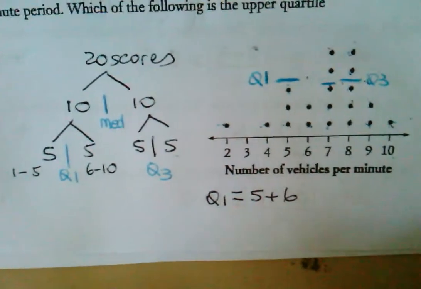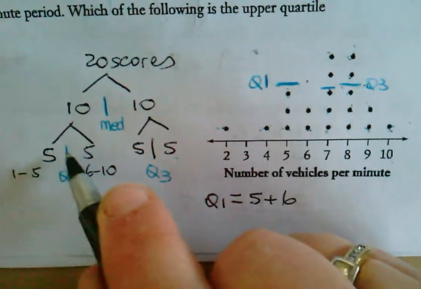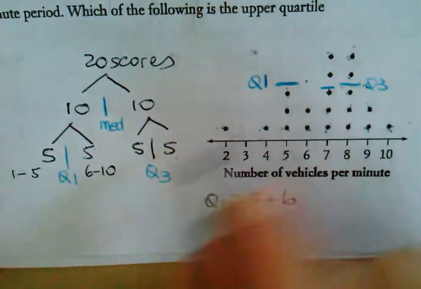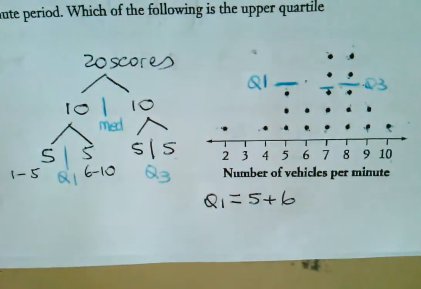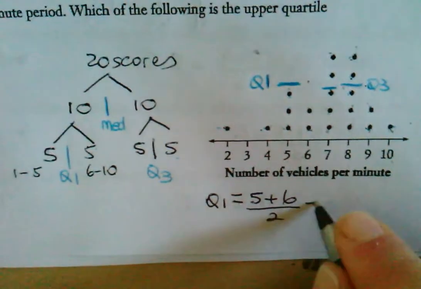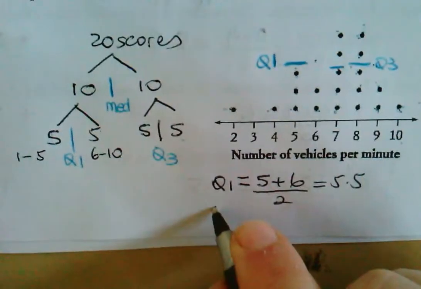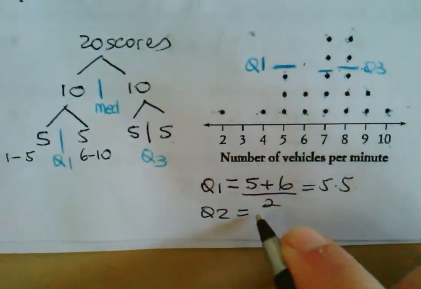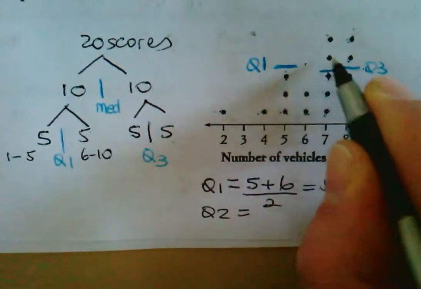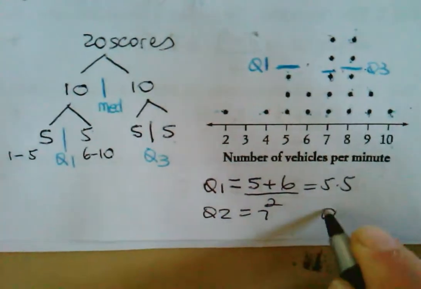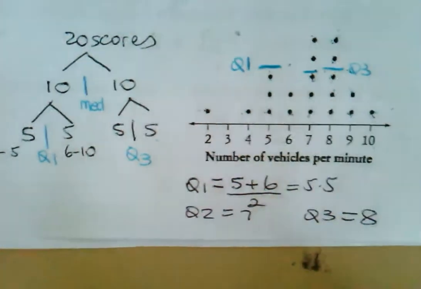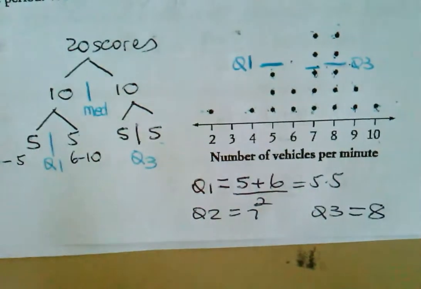That means I need to average. It's not 5. Here when I go 5 and 5, they're the first 5 scores, then scores 6 to 10. So it would be the average of the 5th and the 6th score, which happened to be 5 and 6. 5 plus 6 over 2. Q1 is 5.5. Q2, the median, is what? That one's nice and easy. 7? No. It's the average of 7 and 7. And Q3 is the average of 8 and 8, which is 8. So therefore, multiple choice, the answer is 8, which is D. Okay?